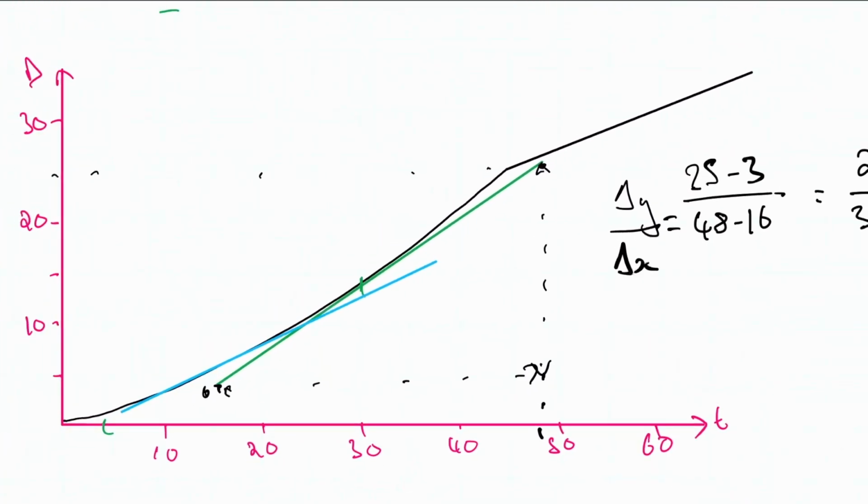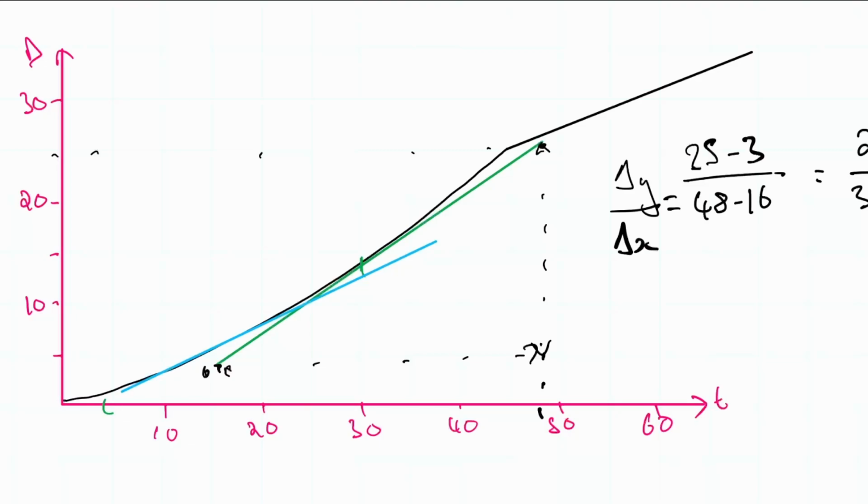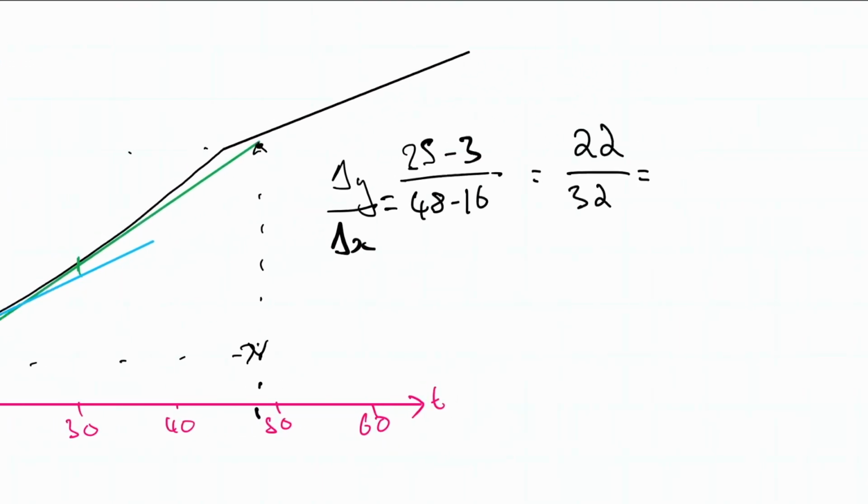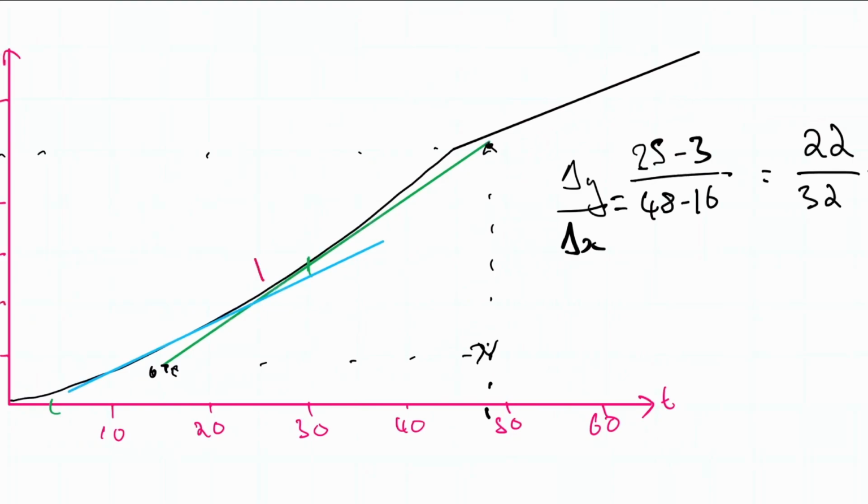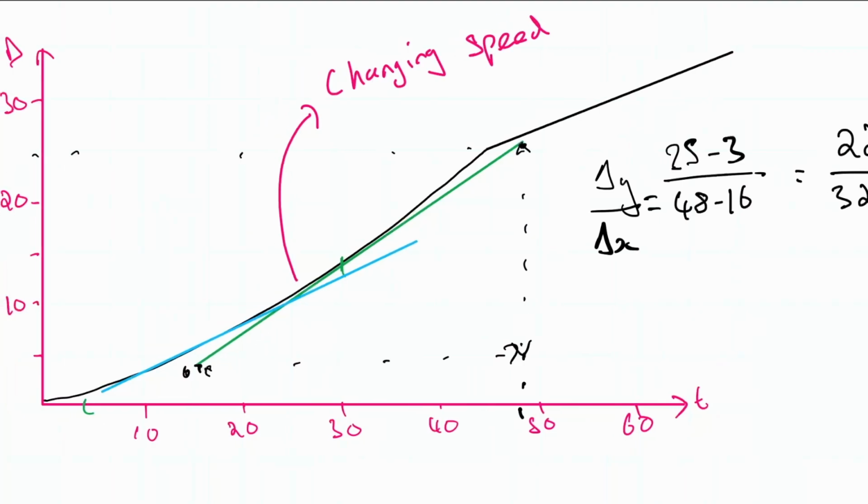And what does it actually mean? So you worked out that the gradient is changing, but this tells us that the speed is changing, right? Because the gradient means the speed. So whenever you see a curve like this, that means you have changing speed. That's really important, because when you have a question asking you to draw a distance-time graph, and it says that the person speeds up or slows down, if the speed is changing, you're going to have a curve, okay?